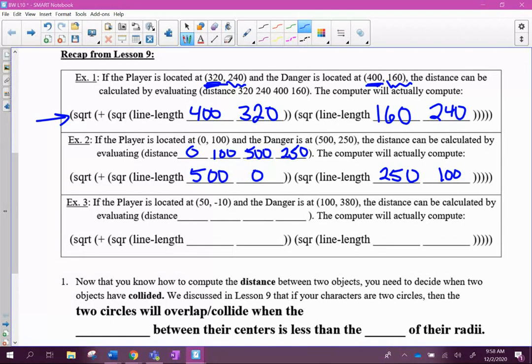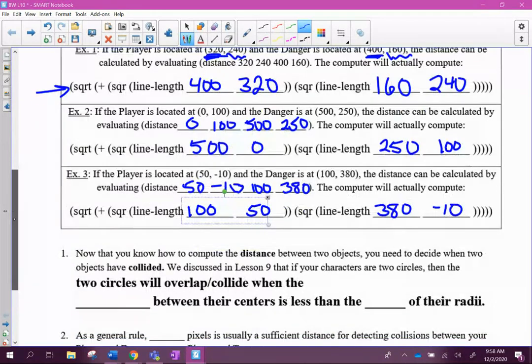And then for the last one, you should have 50, negative 10, 100, 380. So my line lengths would be 150, and then 380, and negative 10.